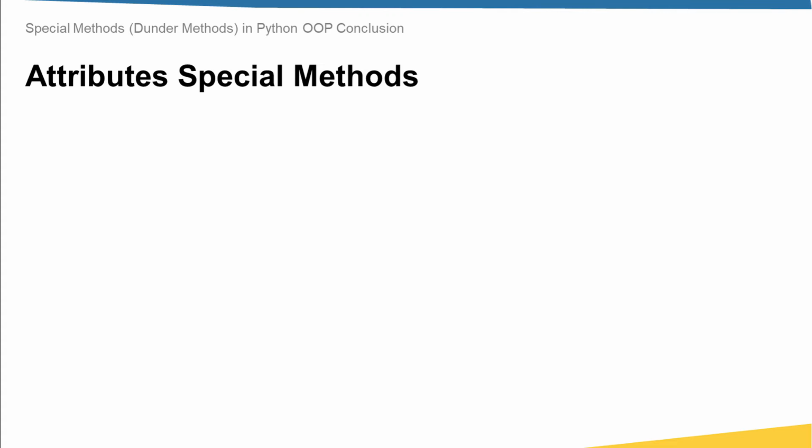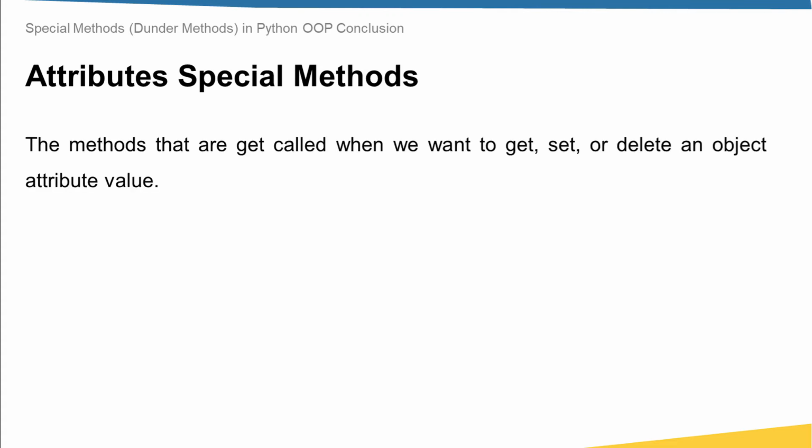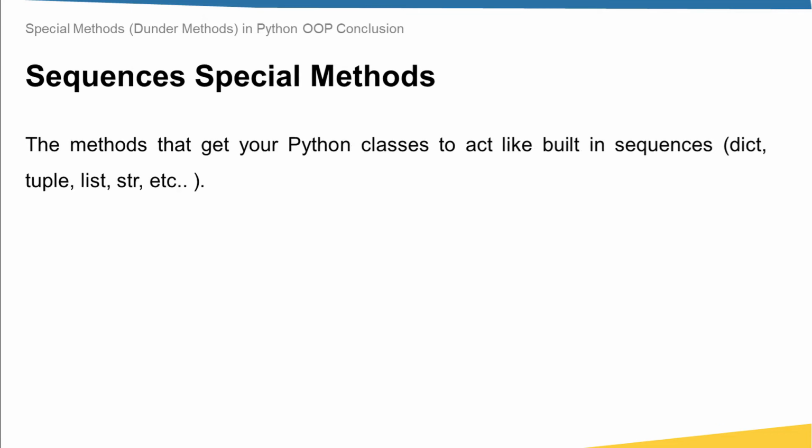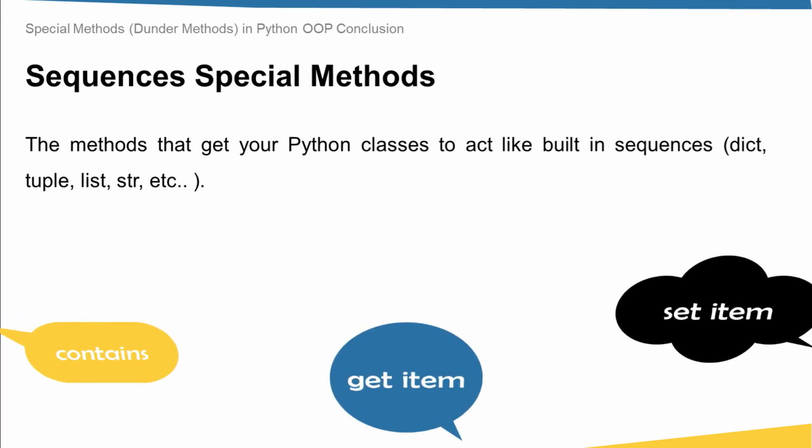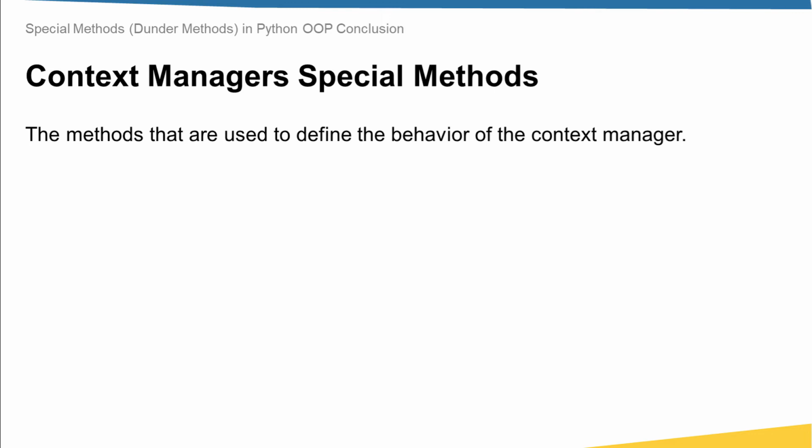After that, we learned about attributes special methods, and we saw that these methods usually get called when we want to get, set, or delete an object's attribute value. Examples are getattr, setattr, and delattr. The next type that we learned about is sequences special methods, and we saw that these methods are used to get your Python classes to act like the built-in sequences like dictionary, tuple, list, str, etc. Examples are contains, getitem, setitem. Next, we learned about context manager special methods, and we saw that these methods are used to define the behavior of the context manager. In other words, how your object should behave when we use it with the with keyword inside Python.